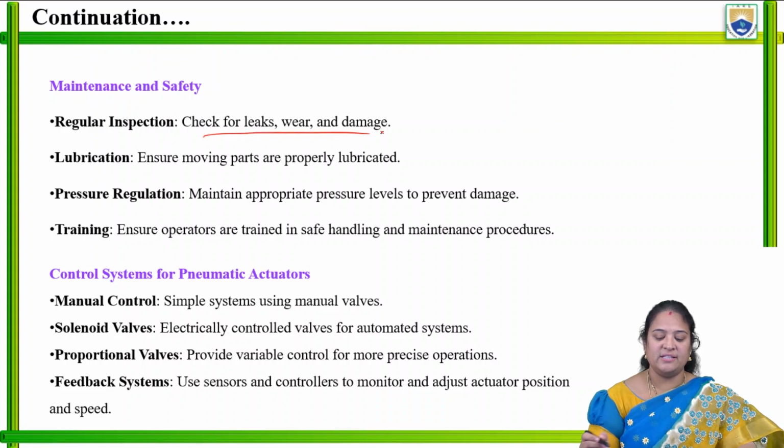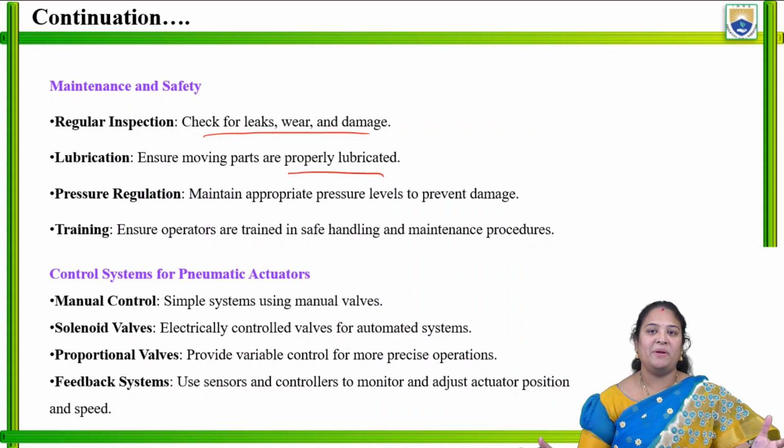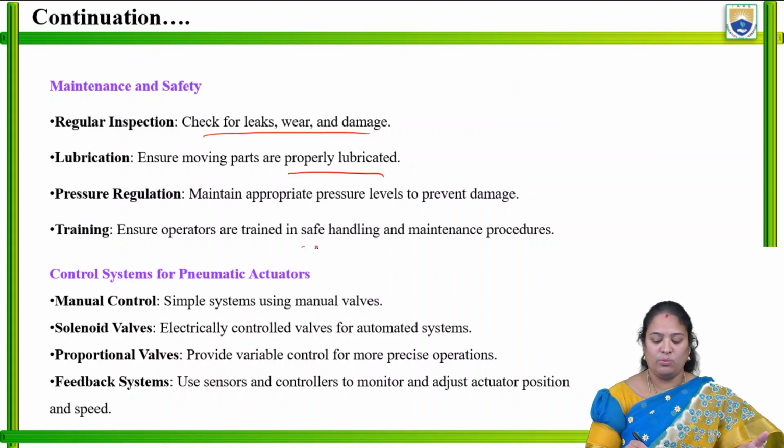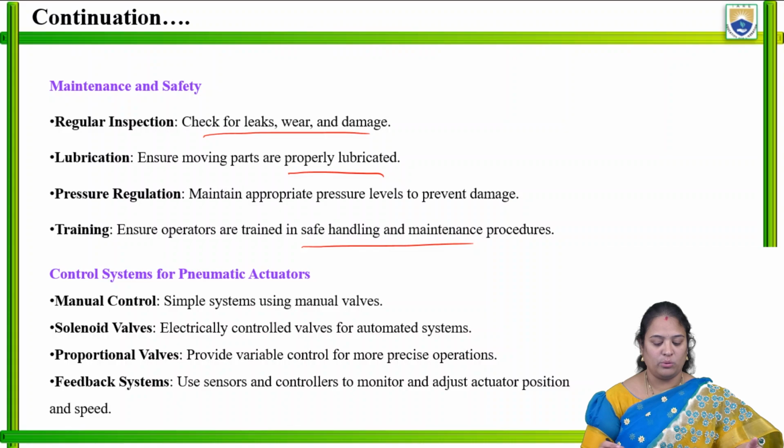So coming to maintenance and safety, what are the required safety measures which we have to follow? Generally, we need to check the leakages, wear and damage. Then we have to see its lubrication, that is whether it is properly lubricated or not. Next, coming to pressure regulation, we need to maintain appropriate pressure levels. If the pressure is increasing, what happens? Gradually the robot will get damaged. So we have to check the pressure regulation, check whether it is properly lubricated, and if there are any leakages, wear and damage, we need to maintain it. And we need to train the operators for safety handling and maintenance procedures. So these are the safety precautions which we need to follow.